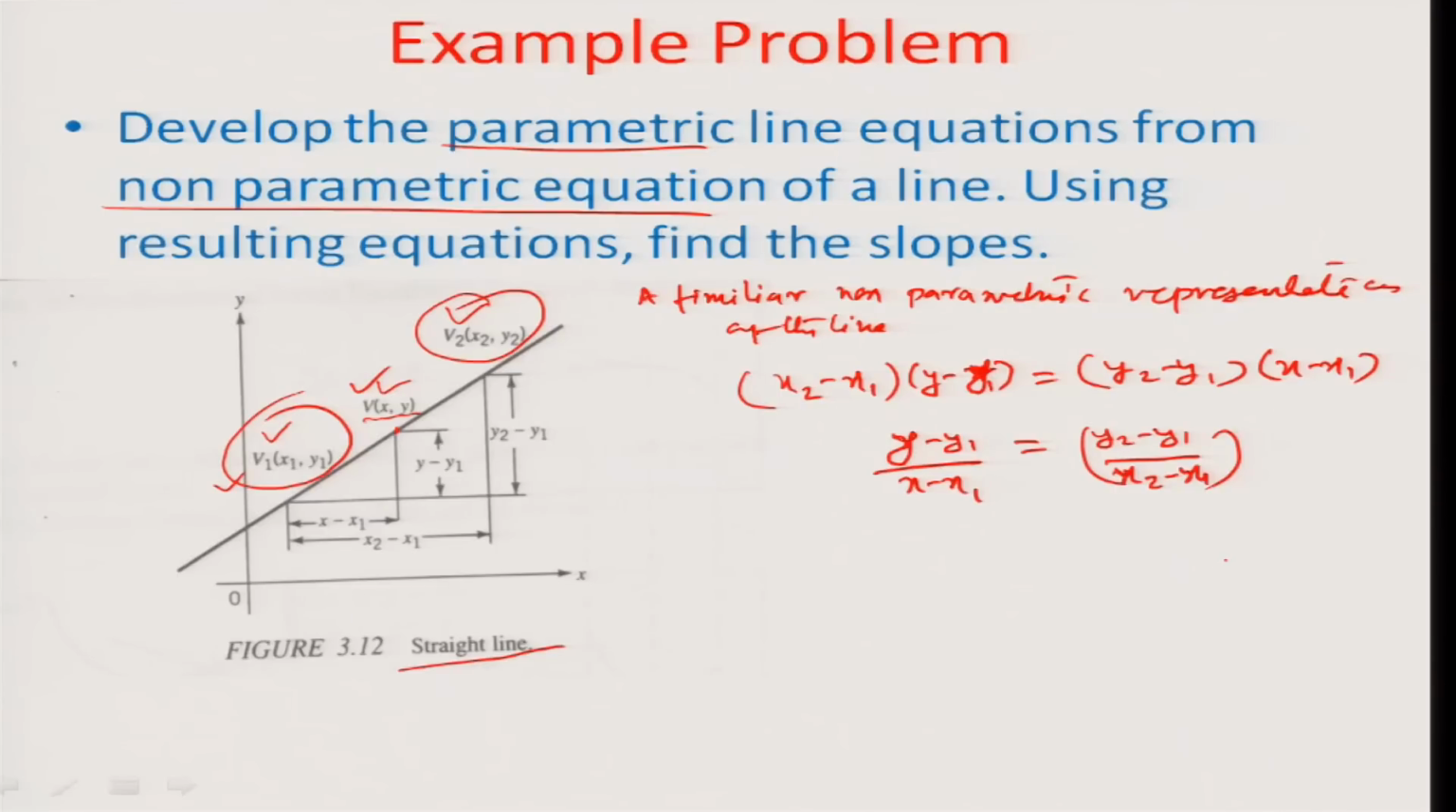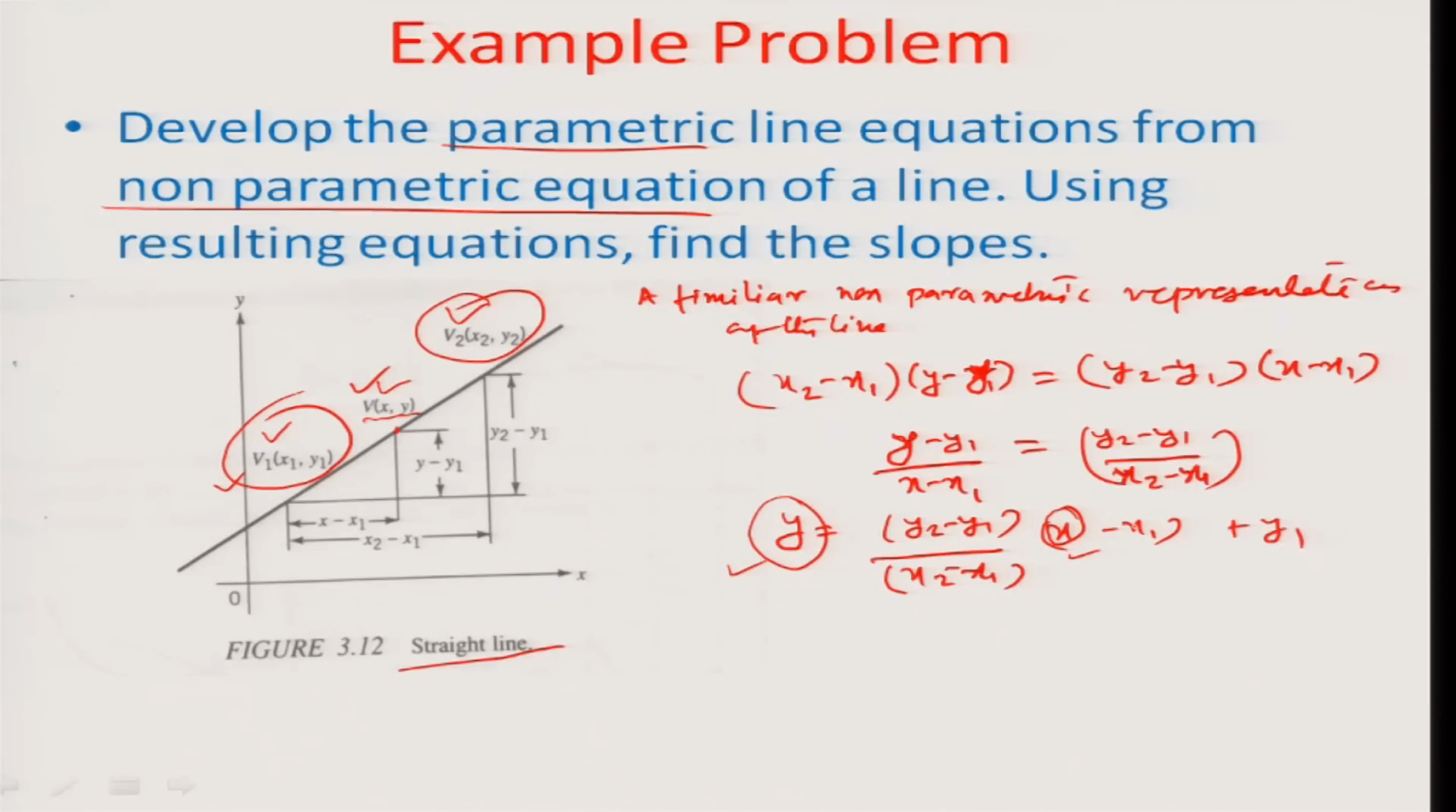Now this is a simple case of a non-parametric form of representation, where I can say that y is varying with respect to x in a manner so that y equals (y2 minus y1) by (x2 minus x1) times (x minus x1) plus y1. So there is a completely valid relationship between y and x, which is governing the whole equation of the straight line, and this is a non-parametric representation.